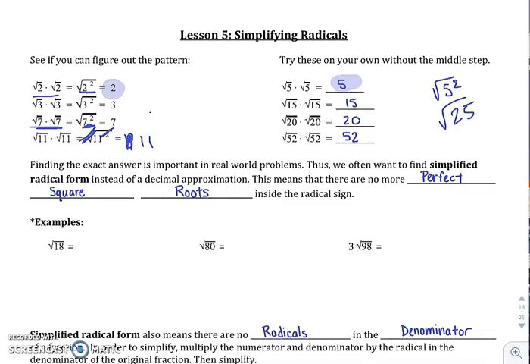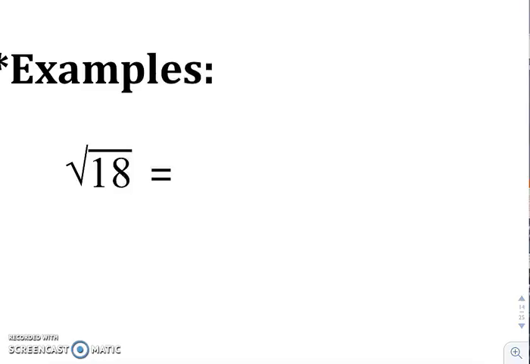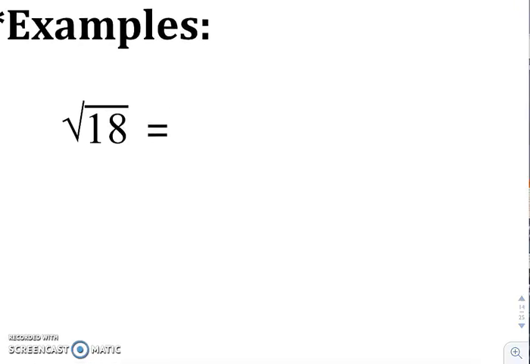So let's do some examples together. Finding the exact answer is important in real world problems. Thus, we often want to find the simplified radical form instead of a decimal approximation. So this means that it's simplified if there are no more perfect square roots inside that radical. So when we do the square root of 18, we can do this two ways. We could say the square root of 18 is 9 times 2, and say the square root of 9 is just 3.